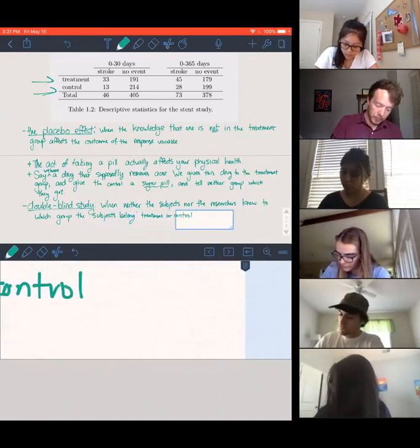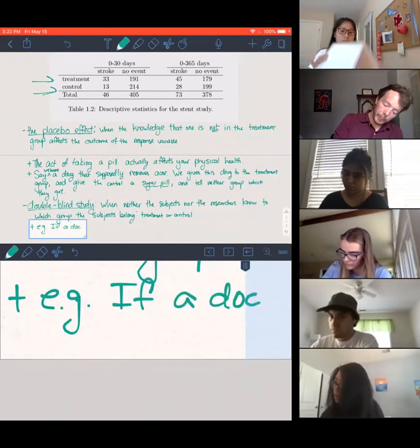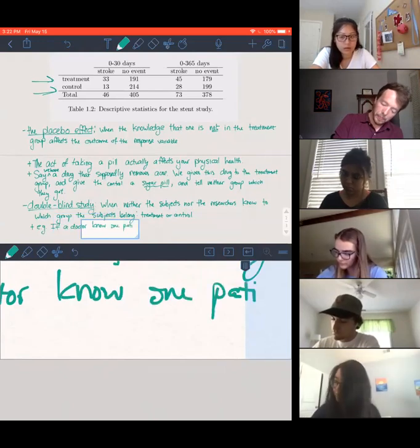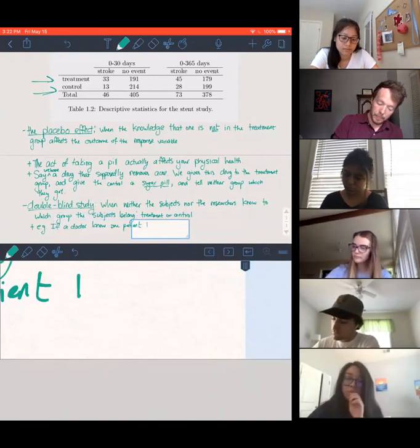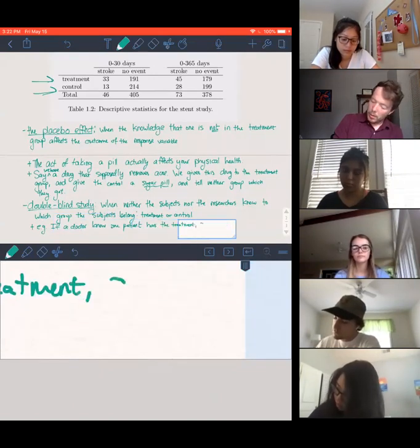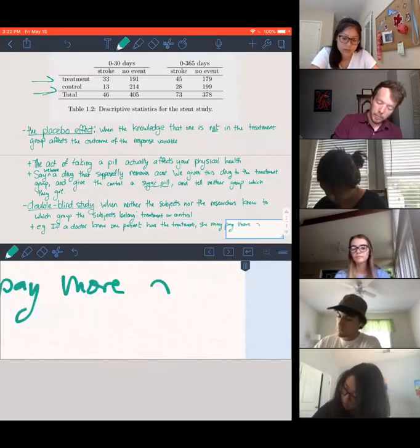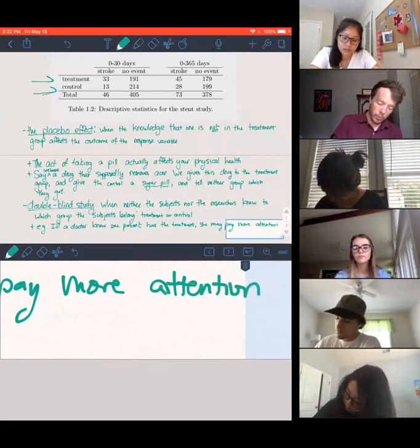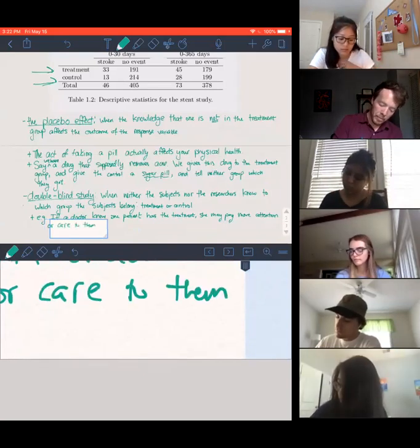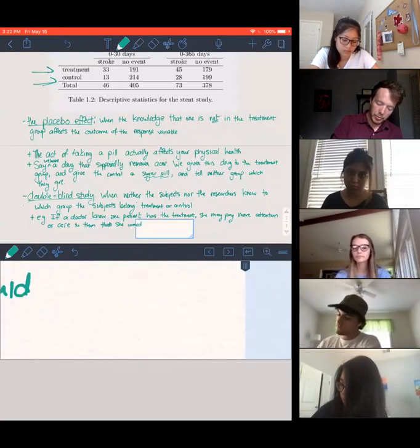And the example for this, and the thing we want to control for, is if a doctor knows one patient has the treatment, she may pay more attention or care to them than she would a patient in the control.